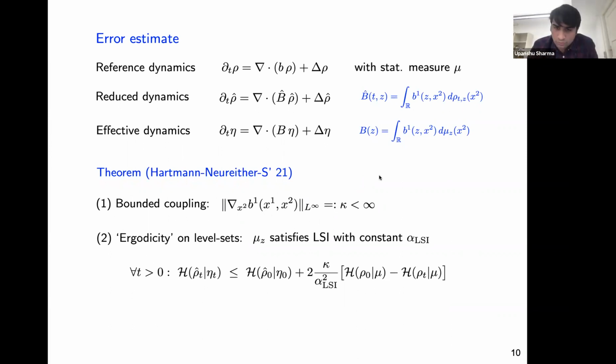Okay, and with these two assumptions, you can show that you have an estimate of the following type: the relative entropy of rho hat and eta are bounded by the initial data plus constants kappa over alpha LSI square, and then you have this relative entropy object, which is somehow special. It is the relative entropy of the full dynamics, the full system that you have, with respect to the invariant distribution minus the relative entropy at time t with respect to the invariant measure. So this is somehow the main estimate in the story, if you will.